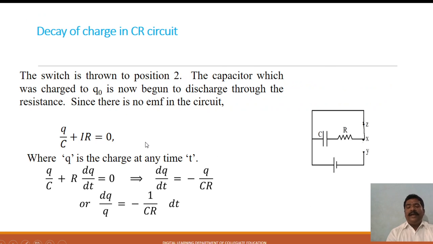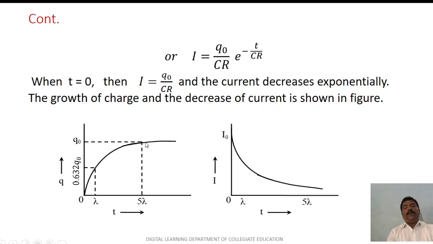So these are the two important graphs which show the time constant, and we can represent that I is equal to I naught e raised to the power of minus t divided by CR is an expression for current in the case of growth.